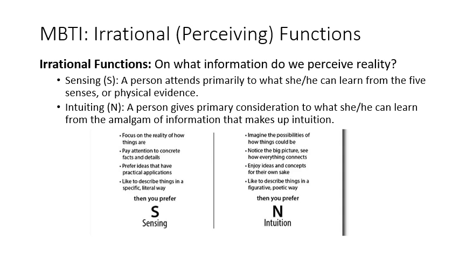Or if you have this N, we use the N here because we've already used the I for introversion. You imagine the possibilities, how things could be. You see the big picture. You're good at seeing connections among things. You enjoy ideas and concepts for their own sake, and you like to describe things figuratively, poetically. You like metaphor. Then you're more of an N.